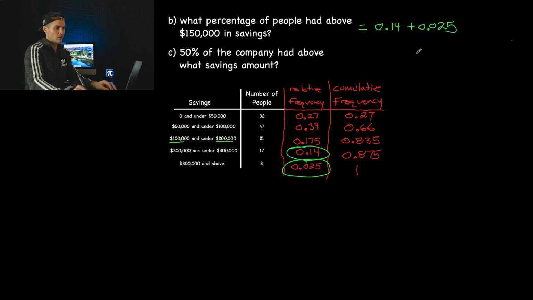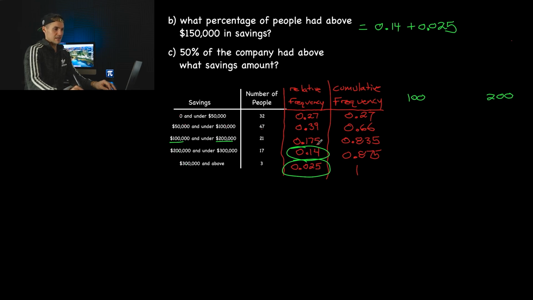We have to figure out what percentage of people from this interval here are above 150,000. Okay, so if we show this visually, we have from 100 to 200, like that.